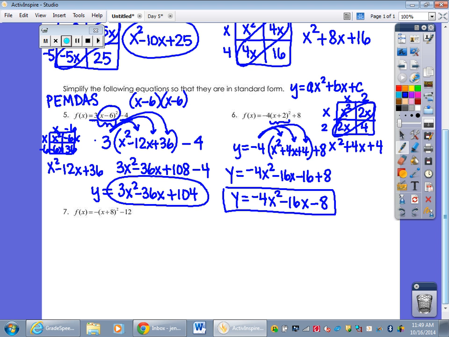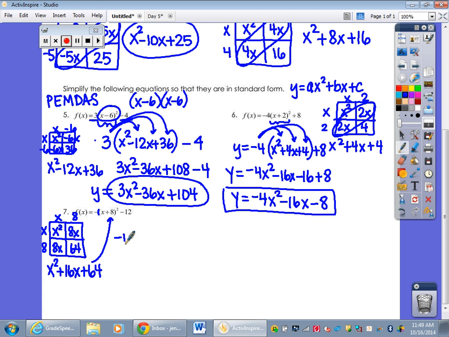Okay, over here, remember when there's a negative in front of the parentheses, that's like saying a negative 1. So I have to do the x plus 8 times the x plus 8 first, like I've done in all the problems ahead of it. Okay, so I'm going to get x squared, 8x, 8x, and 64, which is x squared plus 16x plus 64. Okay, so that part goes here.